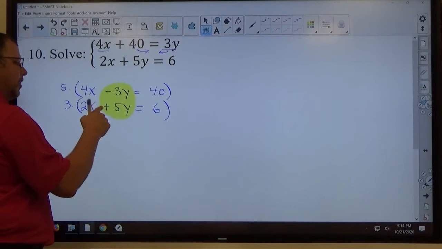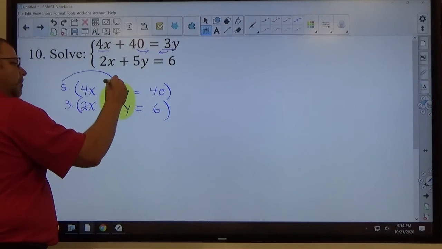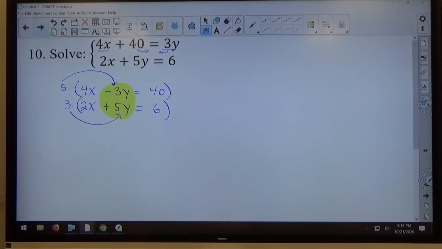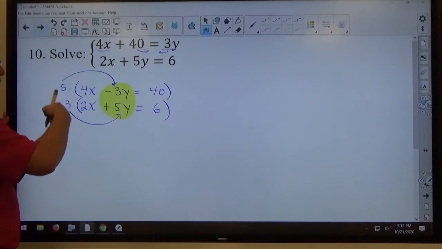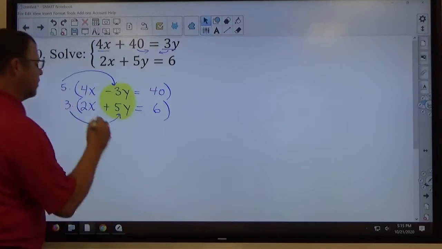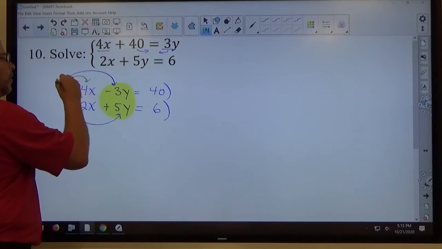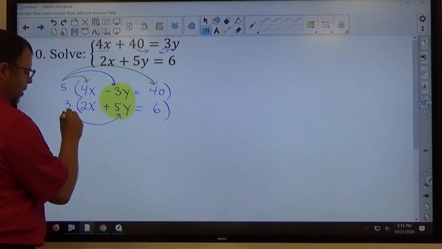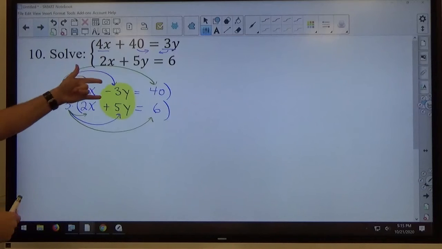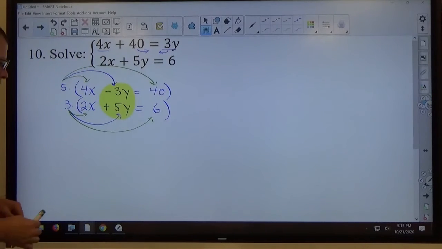3 times 5 makes 15. This product here is going to be negative 15y. That's going to be positive 15y. I'm looking for those opposites. Okay, what's in blue with the blue arrows is what I want to happen. The consequence of my actions is 5 is going to multiply by 4x and 5 is going to multiply by 40. 3 is going to multiply by 2x and 3 is going to multiply by 6. Fix what you want to fix, but everything else has to be modified also.